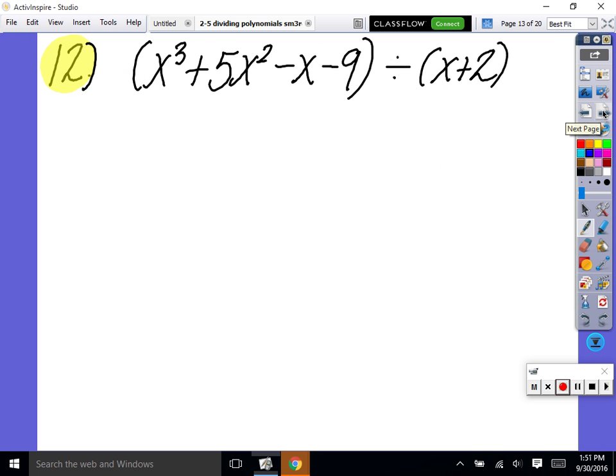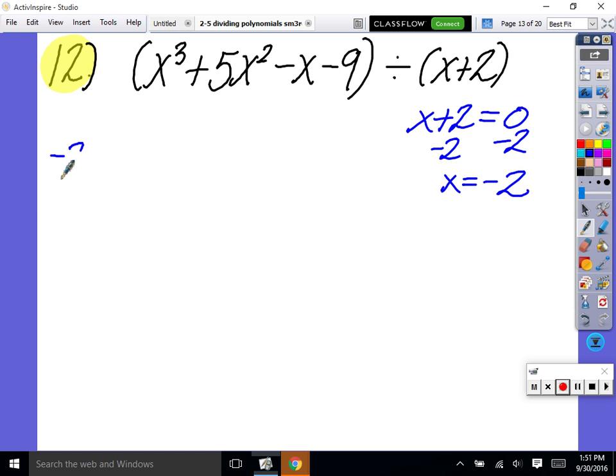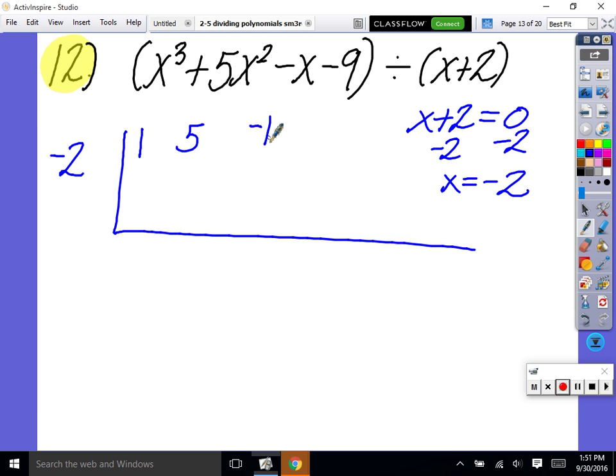Okay, number 12, let's do it. So we have x plus 2. We've got to remember with synthetic division, we use the actual 0. So we're going to subtract 2. So we're going to be using negative 2. Then we draw our little house thing. You're putting the coefficients and making sure you're not missing any. 3, 2, 1, not missing any. So we have a 1, a 5, a negative 1, and a negative 9. Does everybody see where I got those?